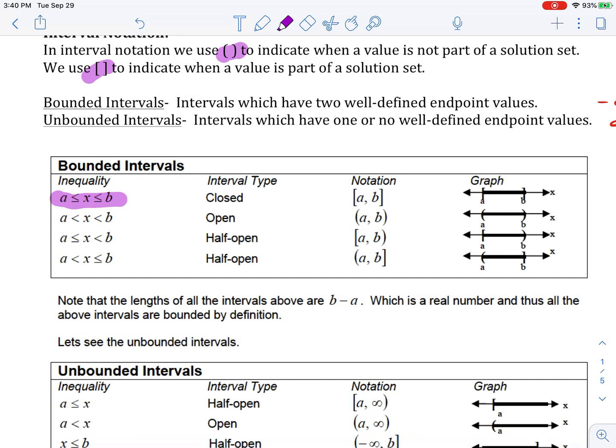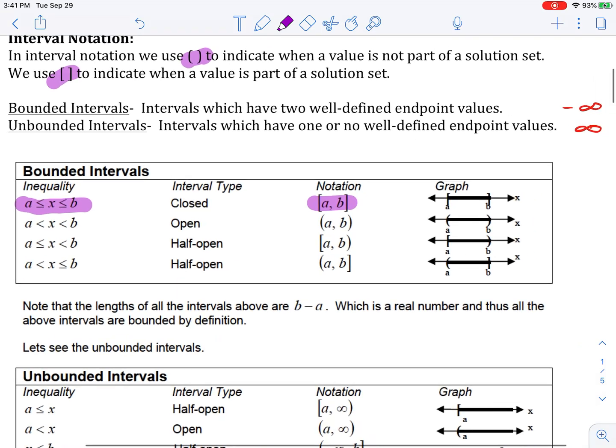So the way we would write that in interval notation is with hard brackets. We would have a hard bracket a, that's the left boundary of the interval. Then we put a comma, and then we put the right boundary of the interval, which is b, with another hard bracket to indicate that b is also included.